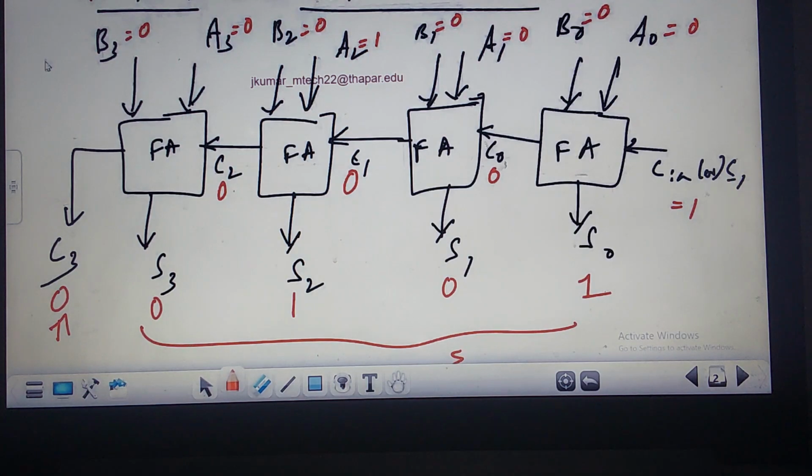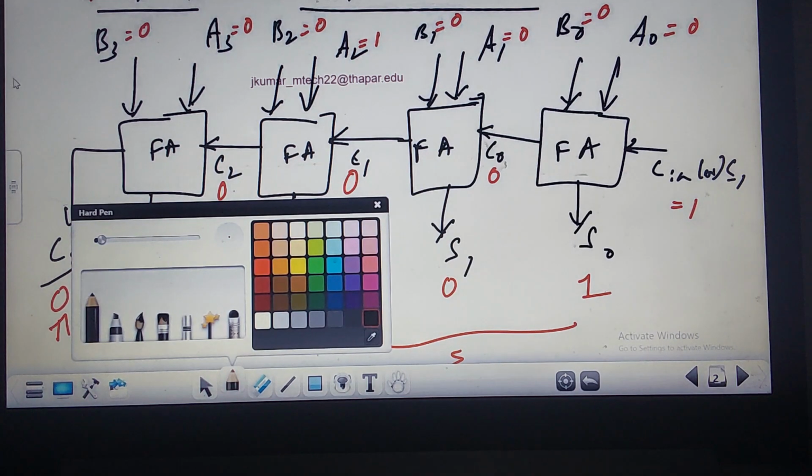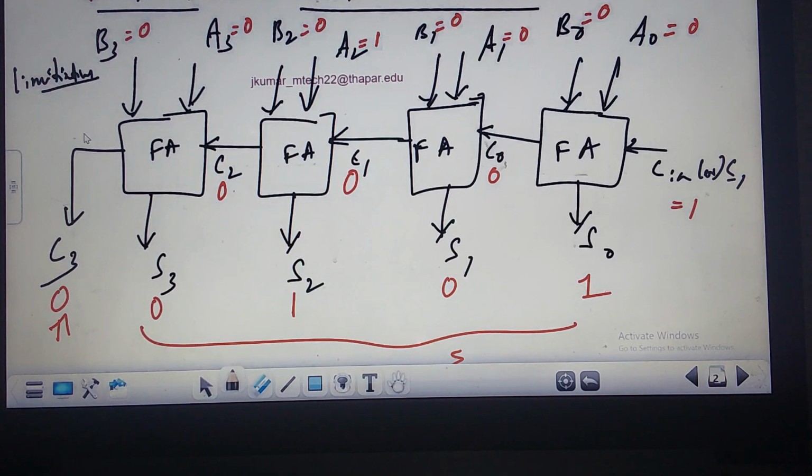So what are the limitations of this parallel adder? Can you mention the limitation? Carry delay, right? Total, how many propagation delays? N times of the full adder, right? There are 4 full adders I am using. N is nothing but the number of full adders. Let us take n times TP. What is TP? TP is nothing but the propagation delay of 1 full adder.